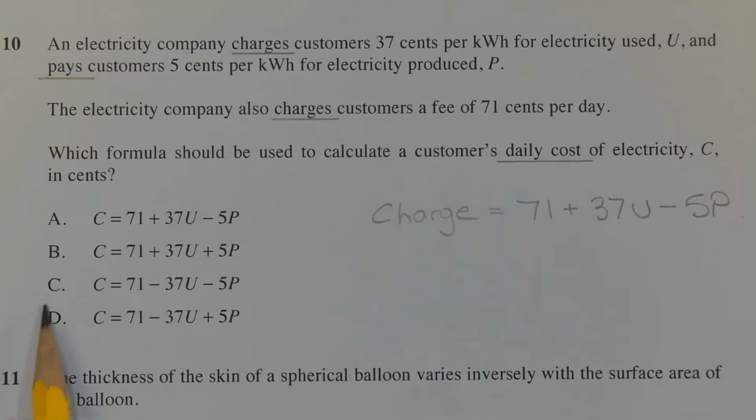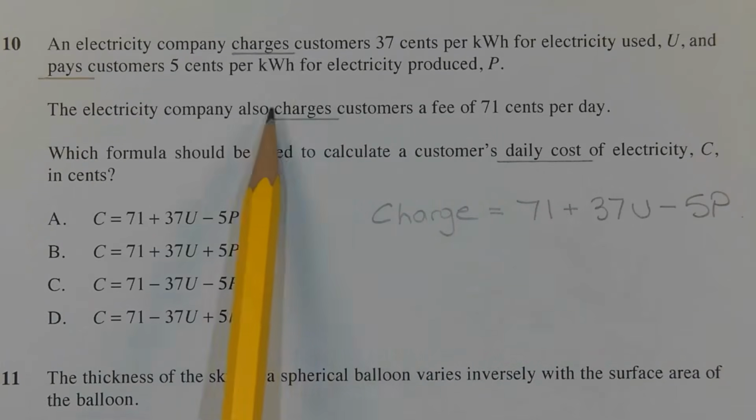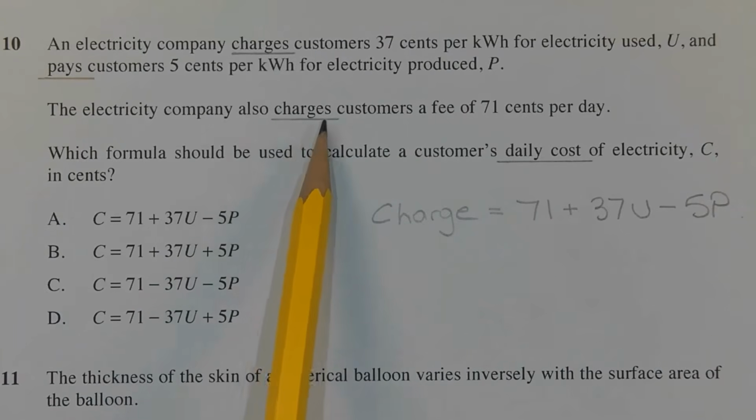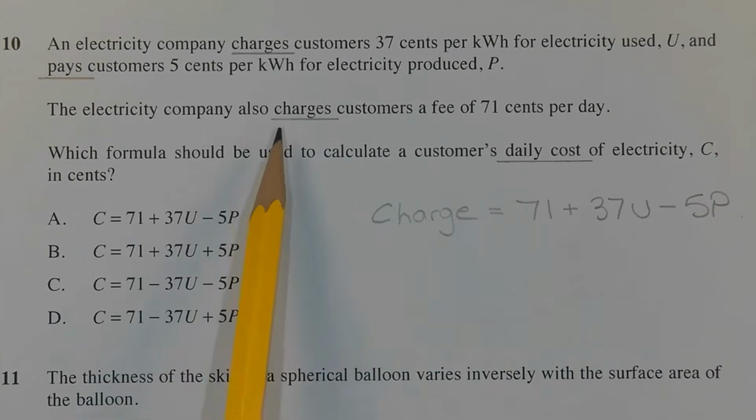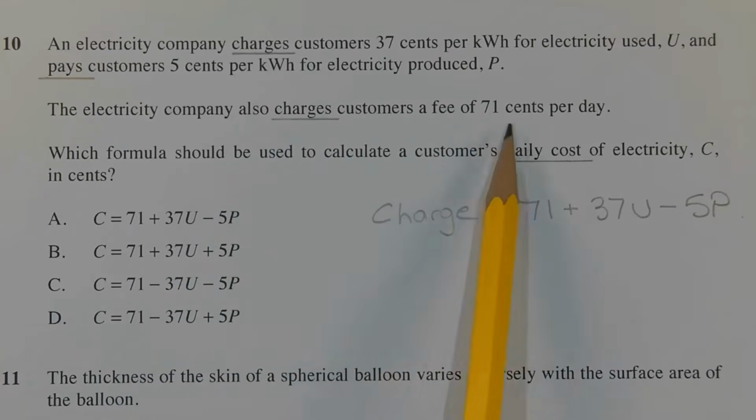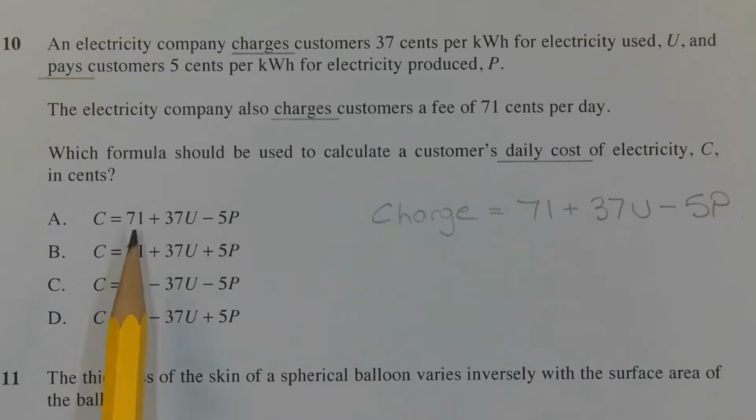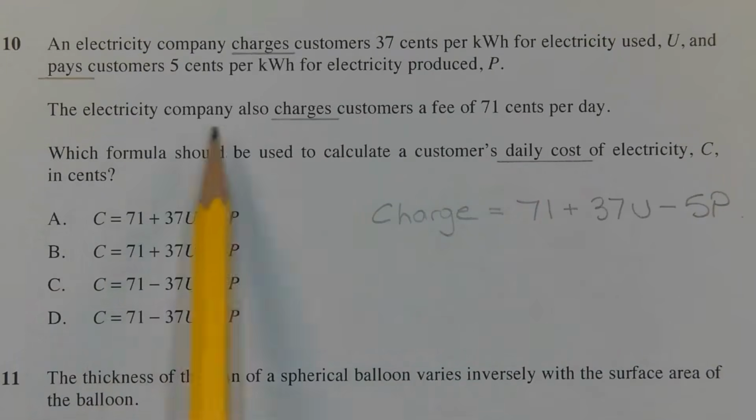Immediately, options C and D are out. So it's only options A and B that we need to consider. Now let's look at this word here, charges, which appears in the third line. Charges customers a fee of 71 cents per day. Now, that's a flat rate. In other words, regardless of any energy used, there's 71 cents that's added to the charge. And if you notice, all four options have a 71 in them. So this line here doesn't differentiate between any of the options.